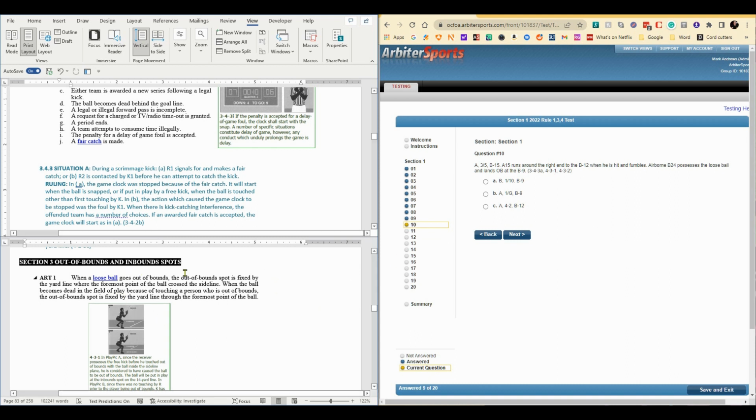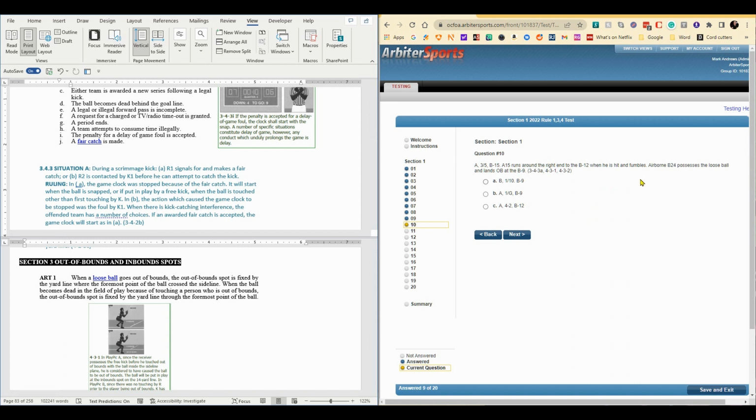When a loose ball goes out of bounds, the out of bounds spot is fixed by the yard line where the foremost point of the ball crosses the sideline. When the ball becomes dead, never mind about that part. But basically, we got a loose ball, and we have to determine where the ball basically touched the plane of the sideline. For our purposes, it's going to be the B9.